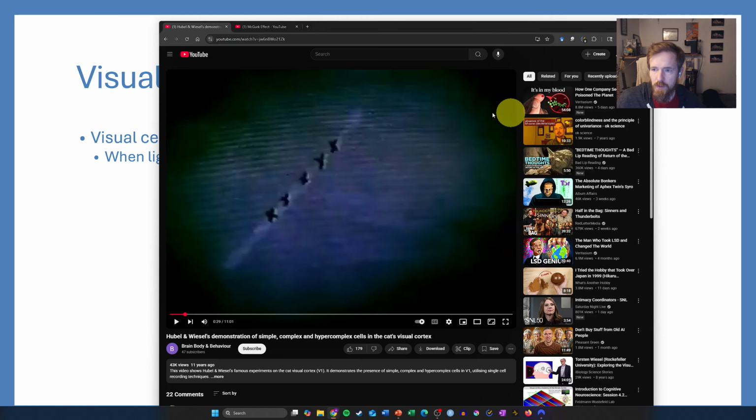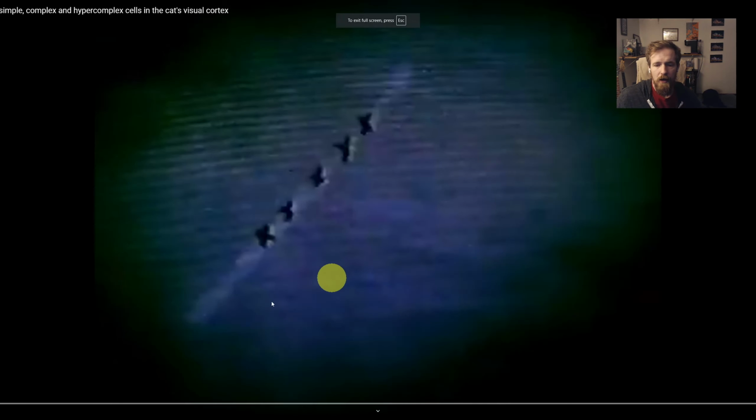So this video right here is from, I believe, the late 70s, where there were some researchers whose names were Hubel and Wiesel. Hubel and Wiesel would go on to win the Nobel Prize in Physiology for the work that you're about to see here. And what they're doing is they are measuring the visual field. They're mapping out the visual field of one specific cell.